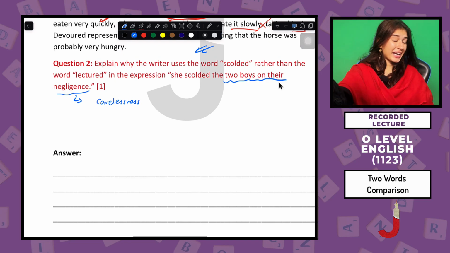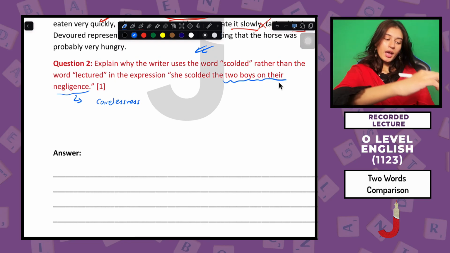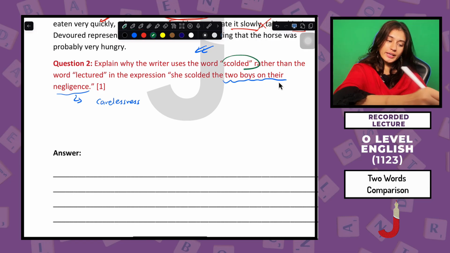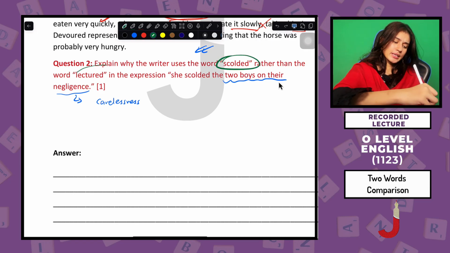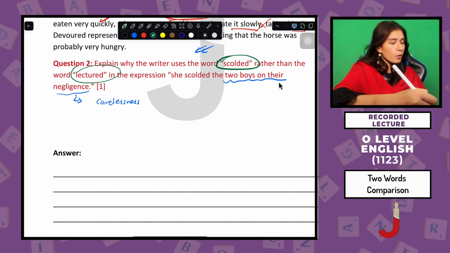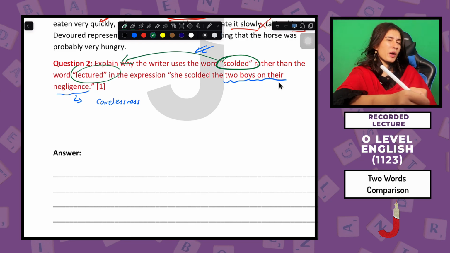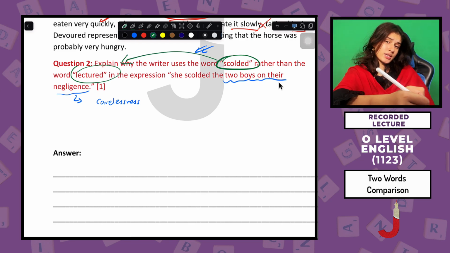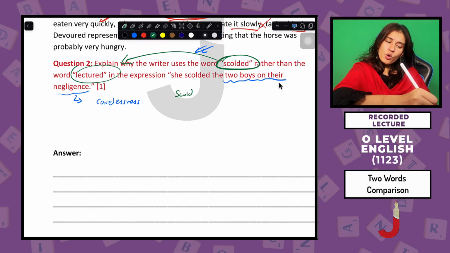First, we're going to try to identify the difference between the two words. And what are the two words? We have the word scolded and the word lectured. Now, think about it, beta. Sometimes both of these show some kind of disappointment. They show some kind of punishment. But scold is more towards the shouting side, right?